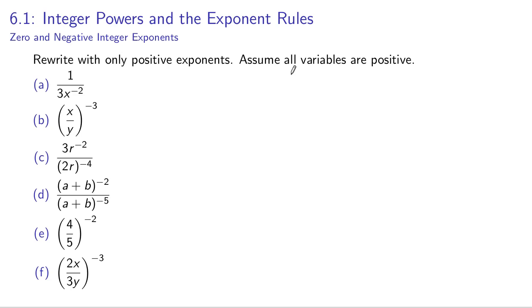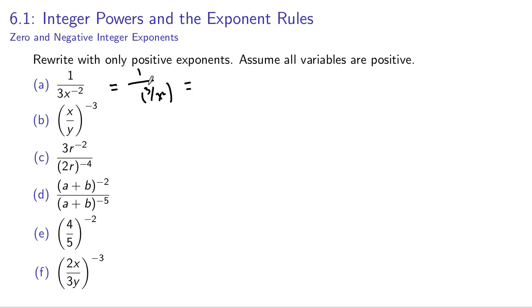Rewrite with only positive exponents. Assume all variables are positive. So to change the exponent to be positive, we can invert the part with the negative exponent. So here the 3 has no exponent. This is 1 divided by 3 times x to the minus 2. So this would equal 1 over, and I'm going to do this the long way just to show how this works, 3 to the 1 over x squared. Okay. Now what do we do with this crazy thing? Well, we can bring the 3 in because 3 times 1 is just 3. Right? It could be 3 over x squared.